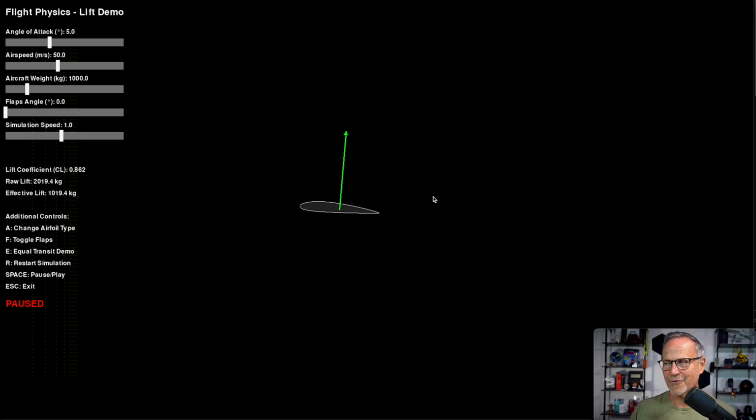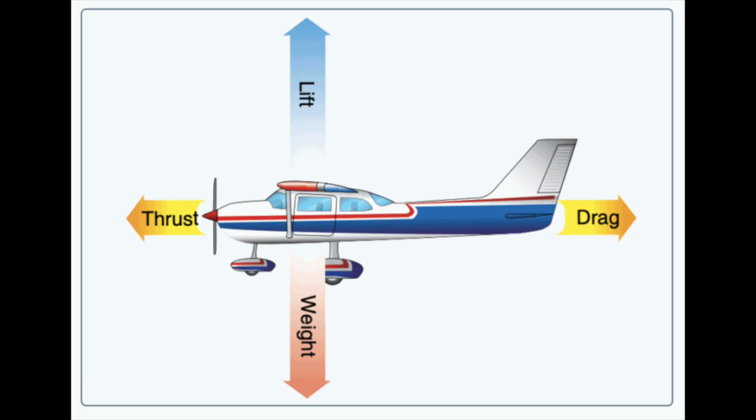There's only really four forces that affect an airplane, and that is lift and gravity or weight. So lift pushes it upward, gravity forces it downward. Then you have thrust, and that's the propeller or the jet engine that's pushing it forward through the air. And then you have drag, which is the force that's pushing it backwards. At the most simple level, that's what that is.